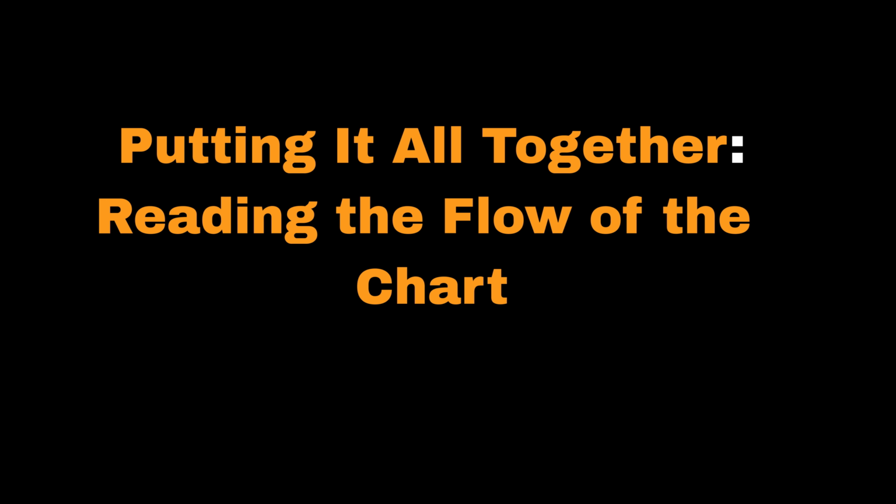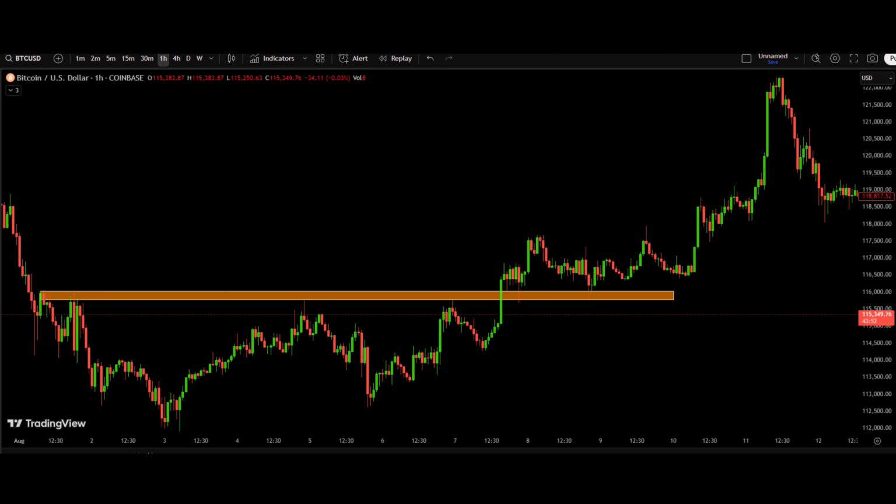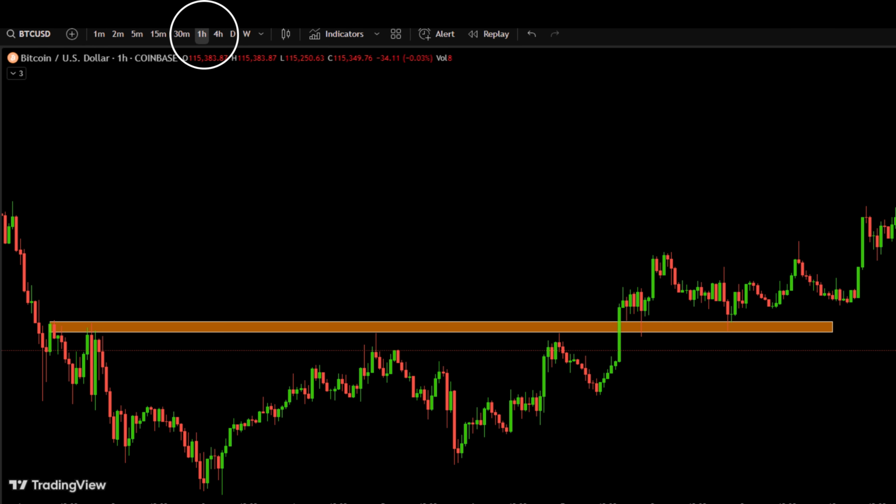You've learned the words and the sentences. Now, let's read a full paragraph from a real chart. Don't just look at this as a bunch of candles. Let's put our detective hats on and read the story that unfolded. Here we have a chart of Bitcoin versus the US dollar, and each candle represents 1 hour of price action.